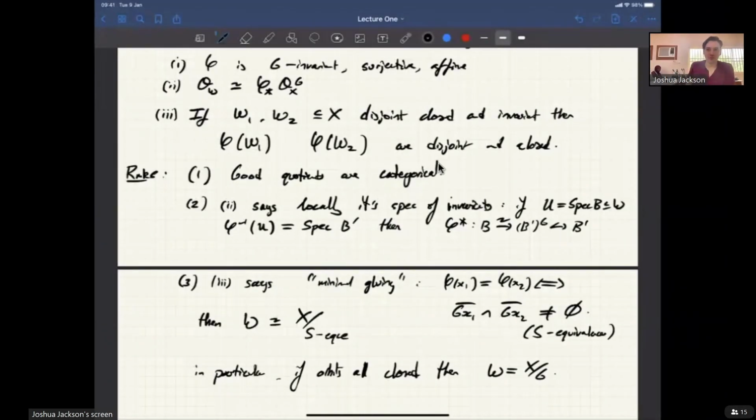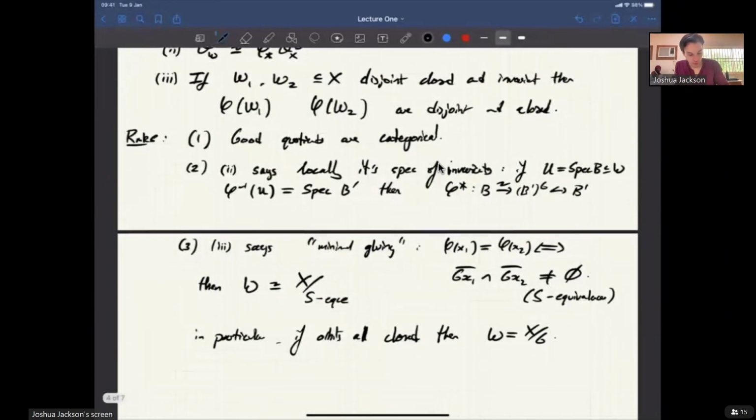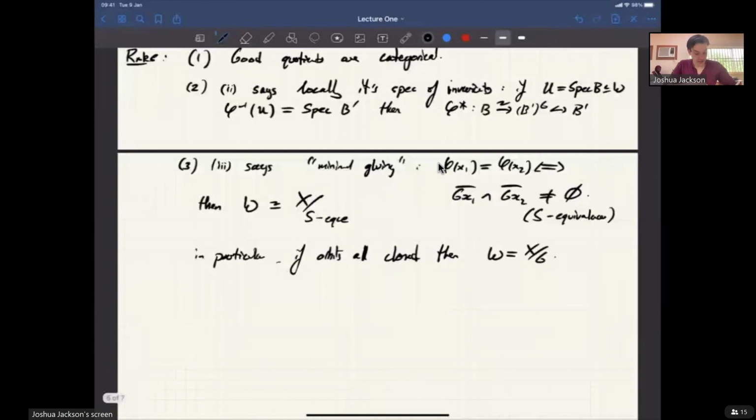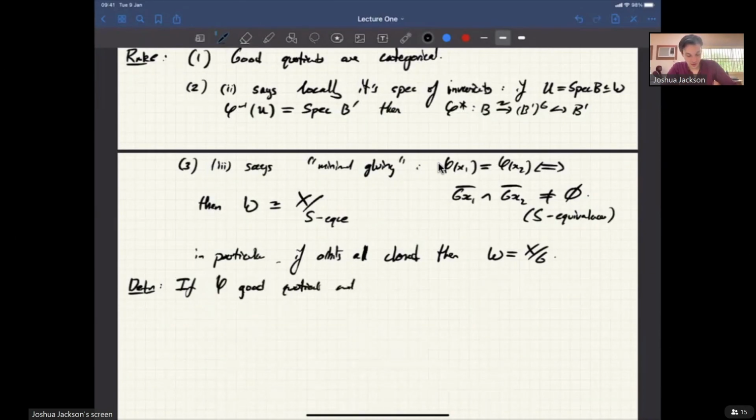Okay, and I may as well, while I'm here, give you the definition of what we call it when that happens. So if we have a good quotient and topologically it's just the quotient topology, we say that phi is a geometric quotient.